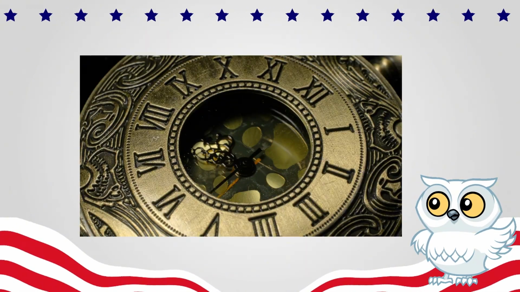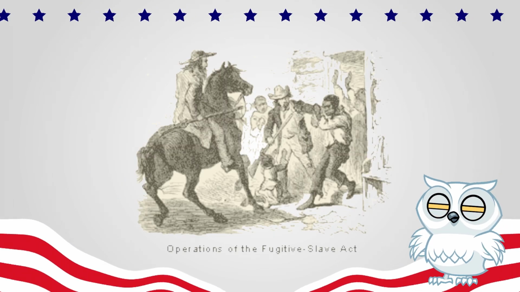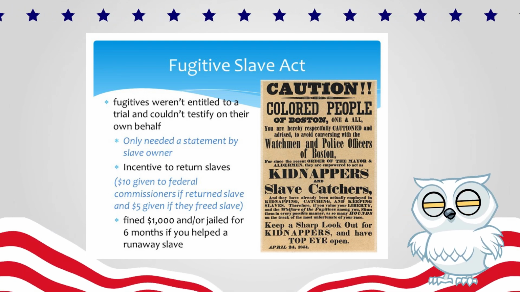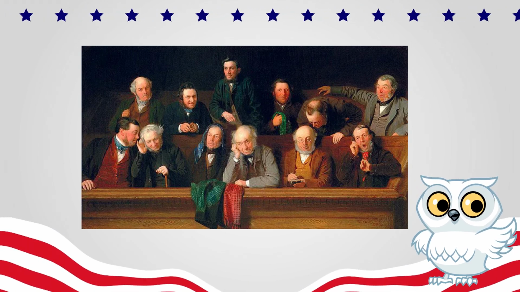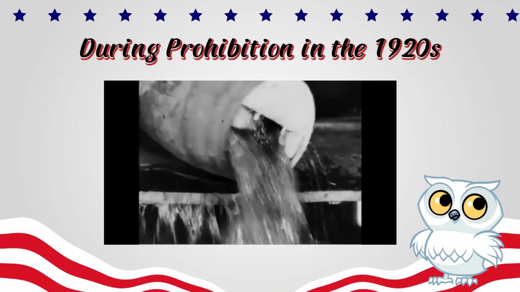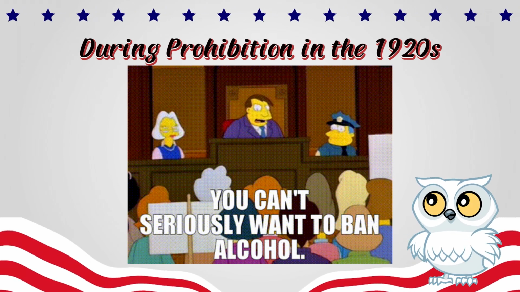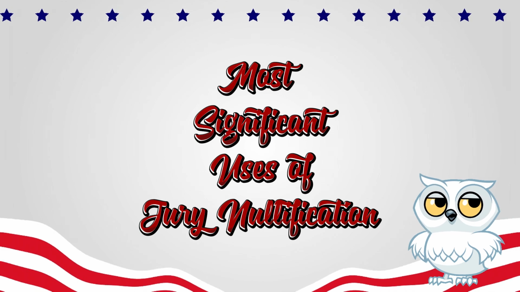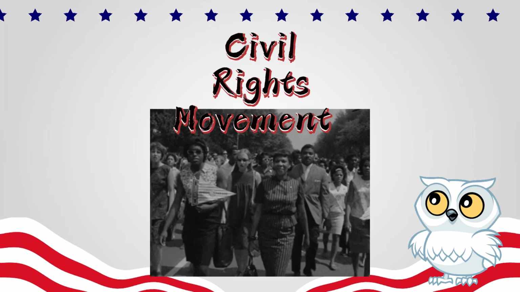Fast forward to the 19th century, and we see jury nullification used to oppose the Fugitive Slave Act. This law required citizens to return escaped slaves to their owners, but many Northern juries refused to convict those who helped runaway slaves. During Prohibition in the 1920s, juries often nullified alcohol-related charges, reflecting widespread opposition to the ban on alcohol. But one of the most significant uses of jury nullification came during the Civil Rights Movement.